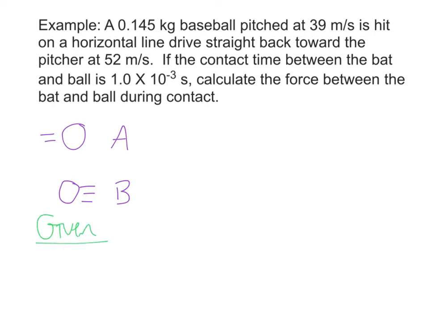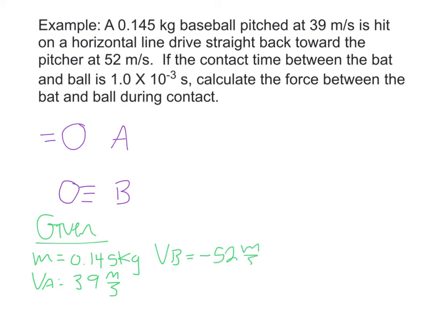Our given information. Mass is 0.145 kilograms. It's being pitched according to my diagram in a positive direction, so 39 meters per second. It's being hit back in the negative direction, so VB is negative 52 meters per second. And it tells us that the contact time, so t, is 1.0 times 10 to the negative 3 seconds. And we want to find the force.